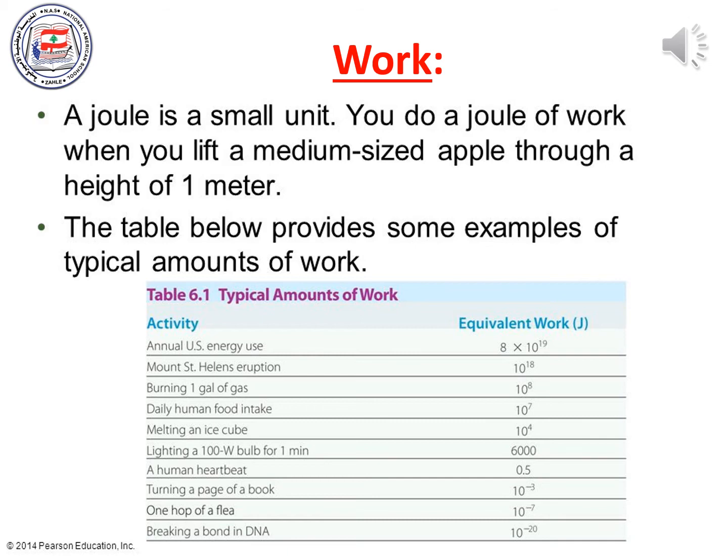If you want to melt an ice cube, the work that is required to melt this ice cube is 10 to the power 4 joules. In order to light a 100-watt bulb for 1 minute, we need 6,000 joules of work. A human heartbeat requires 0.5 joules of work. So these are several examples in order to make the unit joules clear for you.